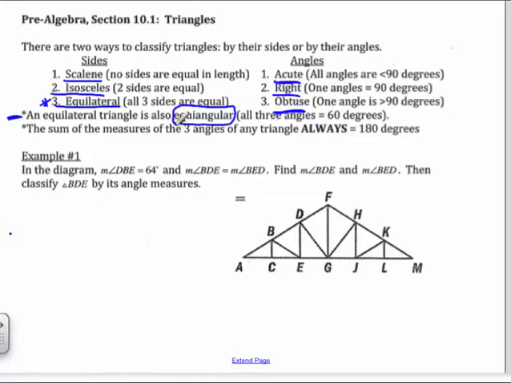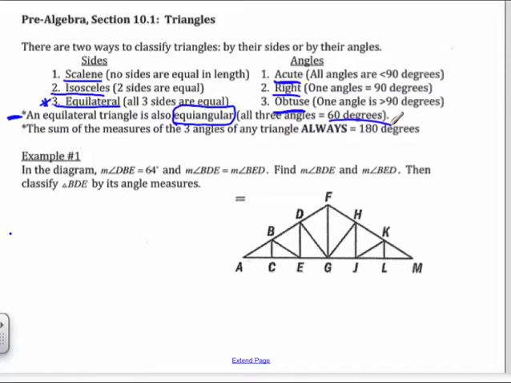60 degrees, right? There's 180 degrees in a triangle. All sides are equal, so all the angles are equal. So I just divide 180 by 3, and I get 60. Good. So an equilateral triangle is also equiangular. Oh, look, Julian, you cheat. I had the answer right there in your notes.